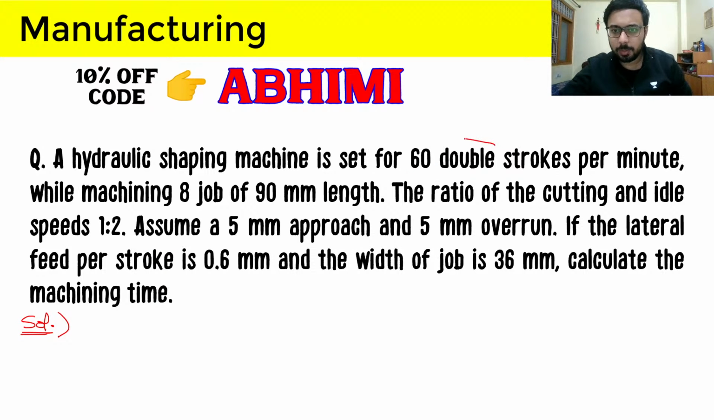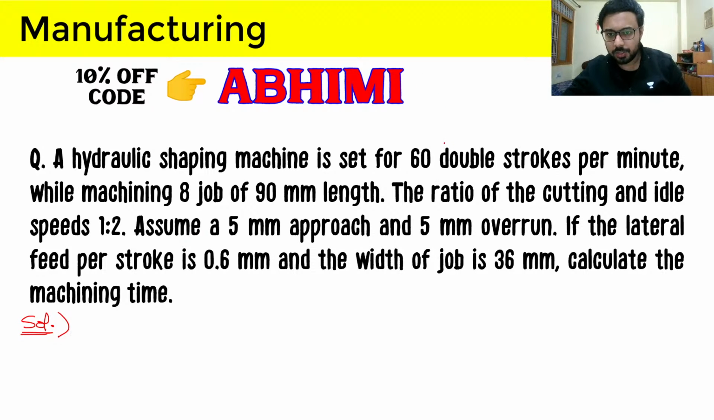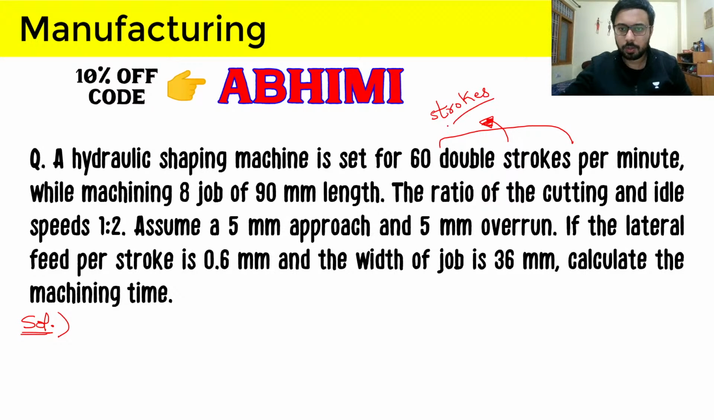Just remember here, double strokes simply doesn't mean that something is written here two times. Double stroke is simply equal to strokes, because a stroke has a forward stroke and a backward stroke. Therefore that forward stroke and backward stroke together are written as double stroke. So it is simply strokes per minute. So N, that is strokes per minute, is given to us as 60.